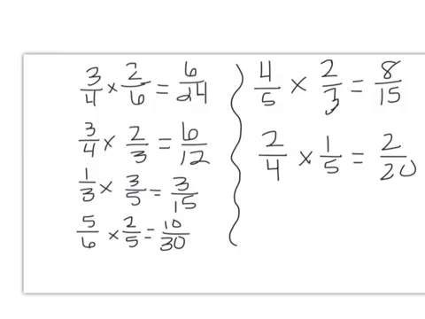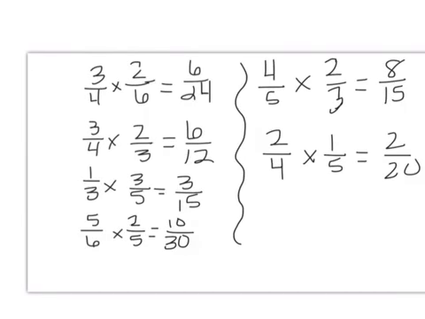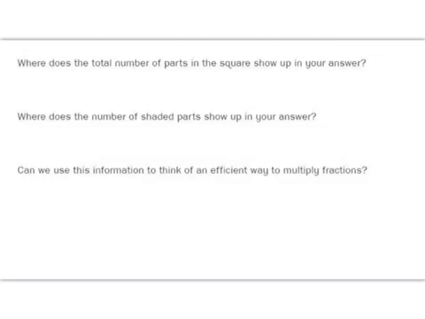We have 3/4 times 2/6 equals 6/24. Then we have 3/4 times 2/3 equals 6/12. 1/3 times 3/5 equals 3/15. Then we have 5/6 times 2/5 equals 10/30. And over here on this side, we have 4/5 times 2/3 equals 8/15. 2/4 times 1/5 equals 2/20.